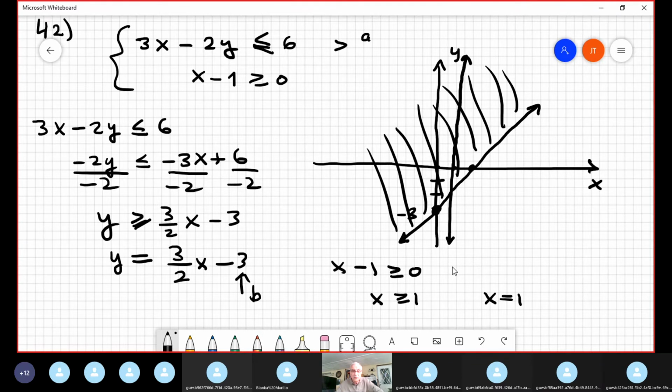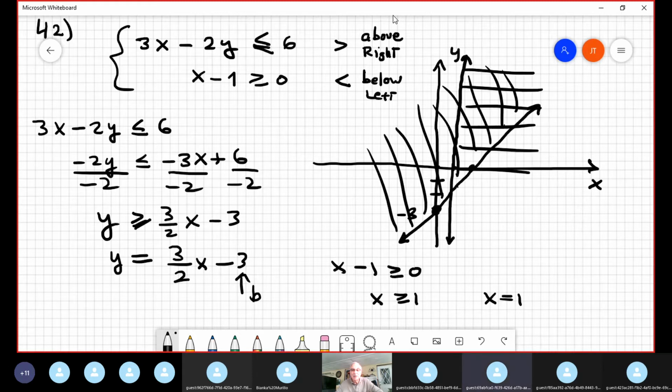Greater than is above when you move in the y direction, or to the right when you move in the x direction. And less than is below, which is negative, and left. So you highlight it like that. In this case, we're moving to the right, that's why it's okay.